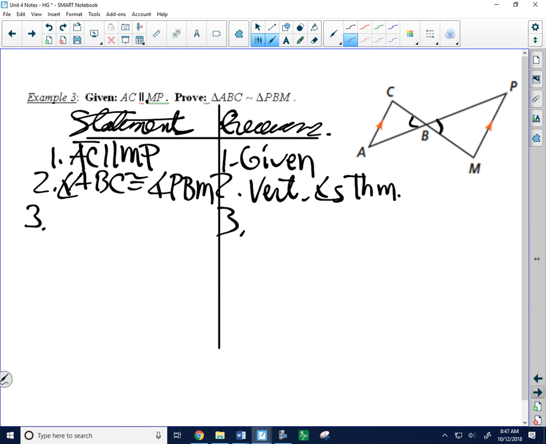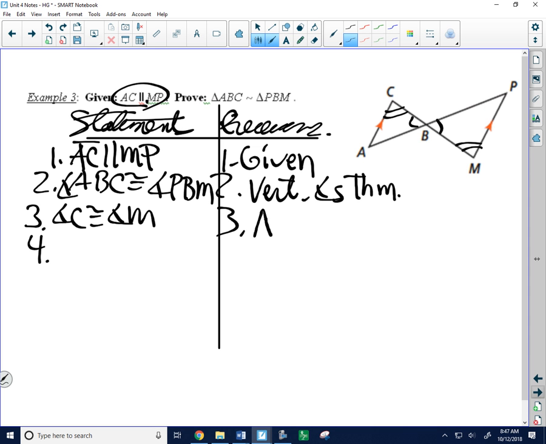What's the other thing we're going to do? Since there's parallel lines. Good. Alternate interior. Thank you. I'm just going to choose C and M. You could choose C and M or A and P. It's up to you. Angle C congruent to angle M. Actually, this one could have been 3 steps if you wanted to just do both sets of alternate interior in step 2. And then the triangles would be similar.